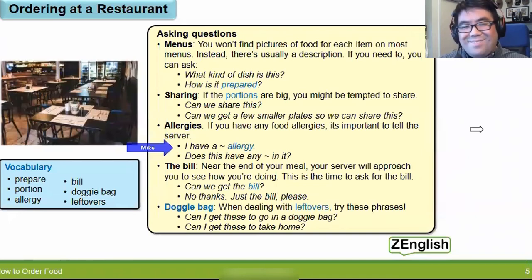All right. Well, we've talked about those huge portions. What if it's too much and you want to take some home? This is often called a doggy bag. And you can use a phrase like, "Can I get these to go in a doggy bag?" Or, "Can I get these to take home?" Often, if they see there's a lot of food on the table, the server might just offer, "Would you like me to package those up for you to take home?" Something like that, right?